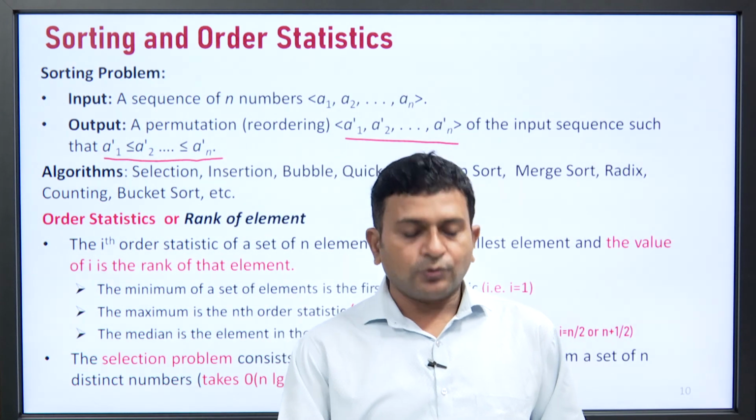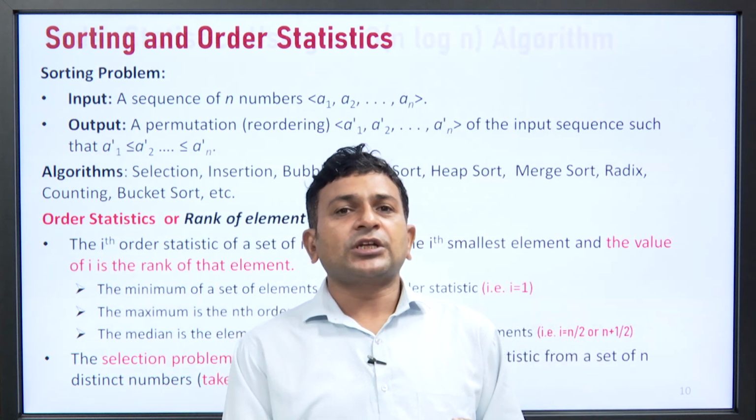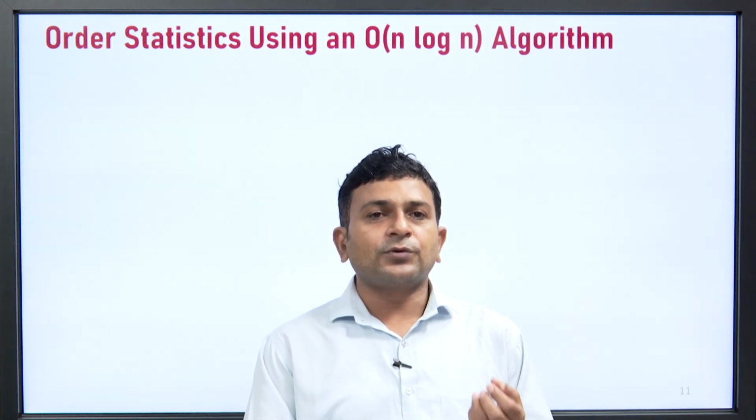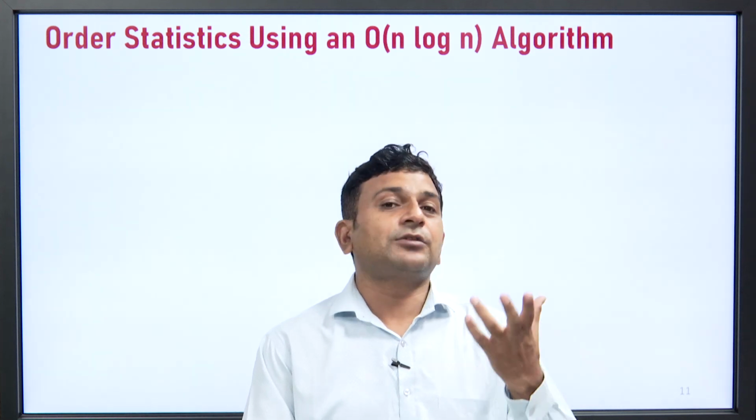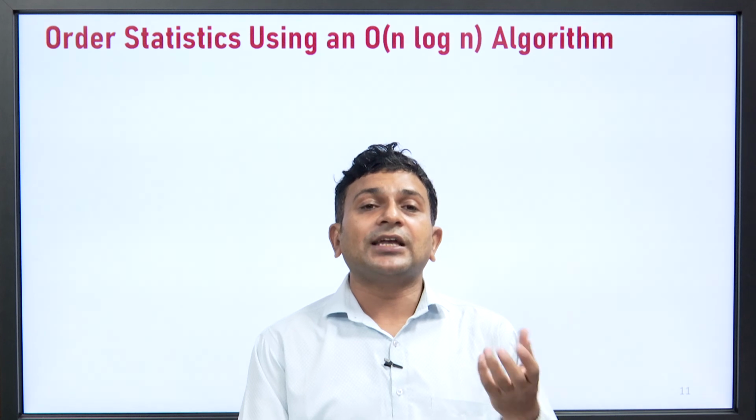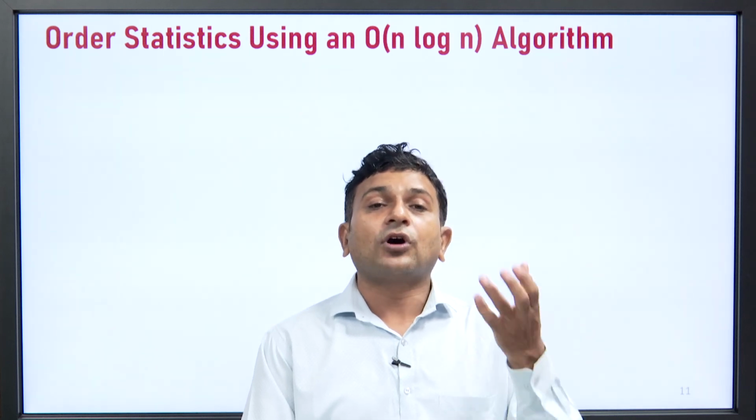So, if we want to select the ith smallest element, this becomes a problem. How can we solve this kind of selection problem, where we want to select the ith smallest element or the ith order statistic?